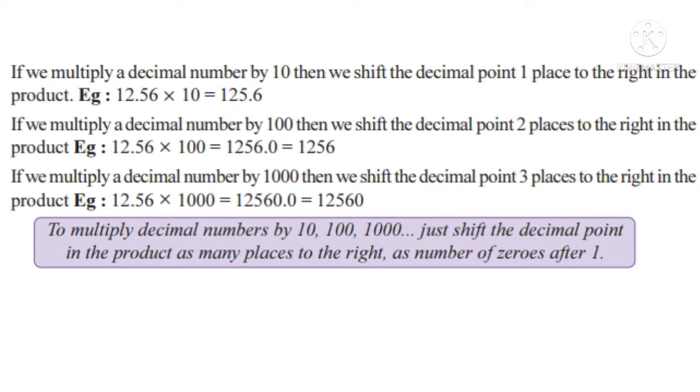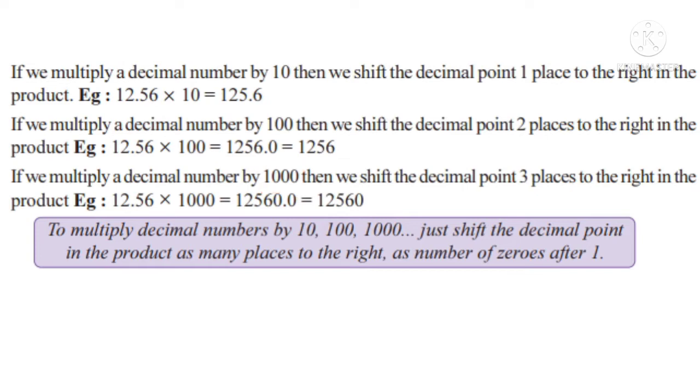If we multiply a decimal number by 100, then the decimal point will shift to the right by 2 digits. Example, in 12.56, the decimal point is on the left side of 5. Since we are multiplying with 100, there are 2 zeros. So the decimal point will shift right after 5 and 6, that is 1256.0, that is 1256.